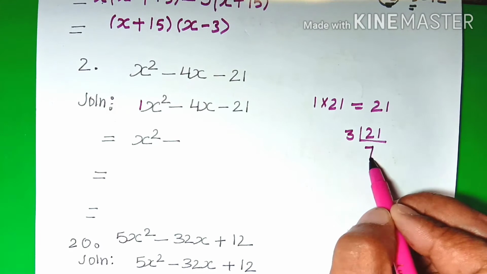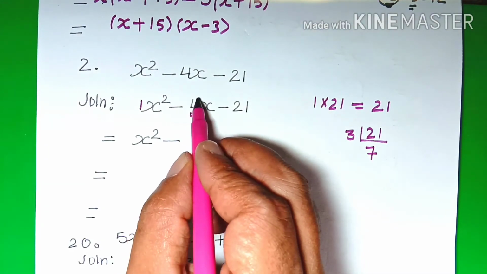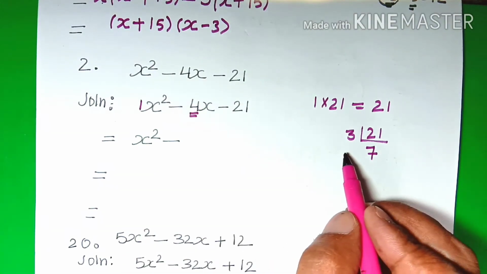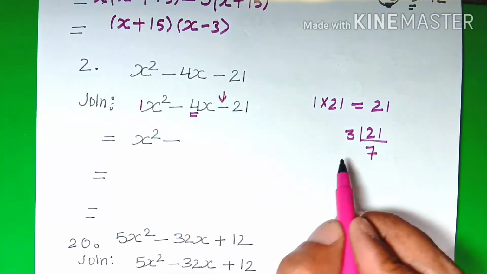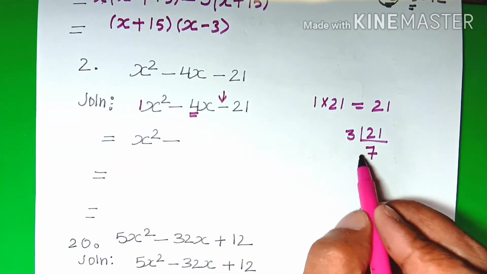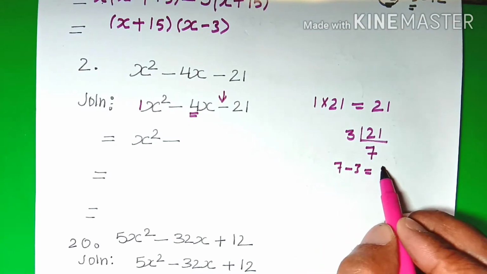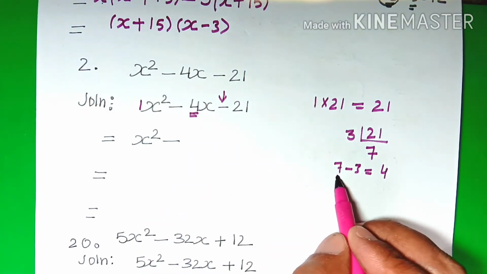3 into 7. Now we can see the middle number, that is 4. This 4 you'll have to substitute. You'll have to find two numbers whose difference is 4. So check here, 7 minus 3. Are we getting 4? Yes. That means now this 4 you'll have to substitute with these factors.